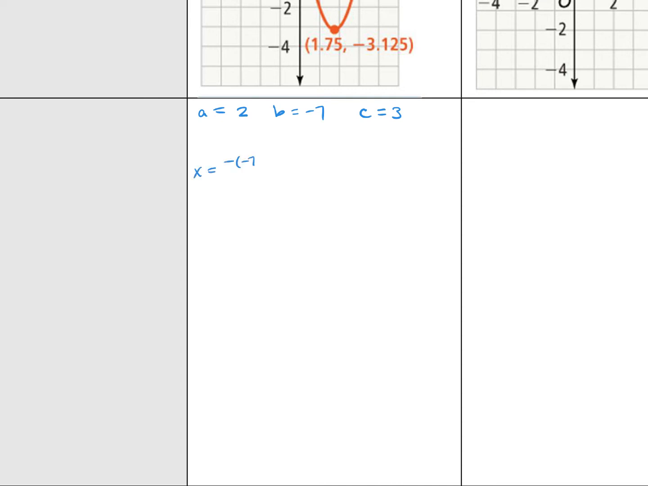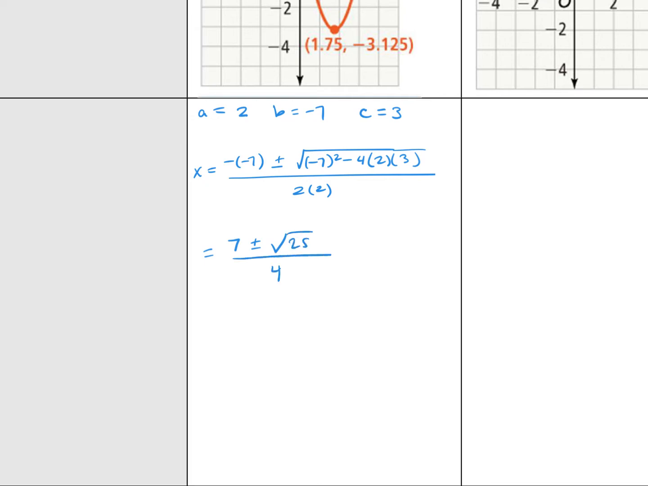x equals -b plus or minus the square root of b squared minus 4ac, all over 2a. So -7 becomes +7, plus or minus the square root of... Grab your calculator, use all of those parentheses when you type it in, and you are going to get 25, all over 4. The square root of 25, that's a perfect square. So that's 7 plus or minus 5 divided by 4. And our two solutions will be 7 plus 5 divided by 4 and 7 minus 5 divided by 4.